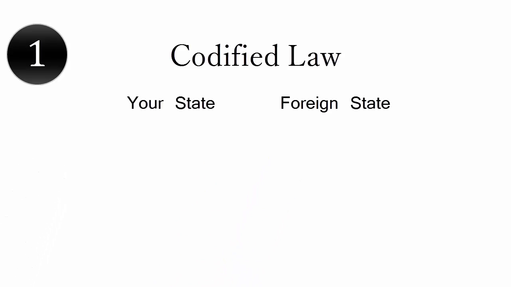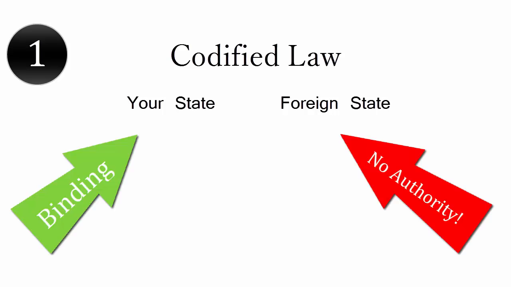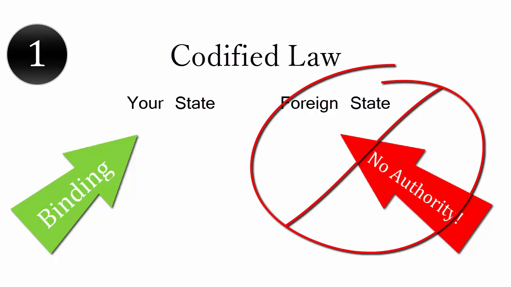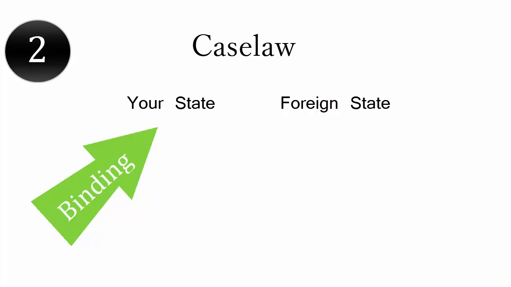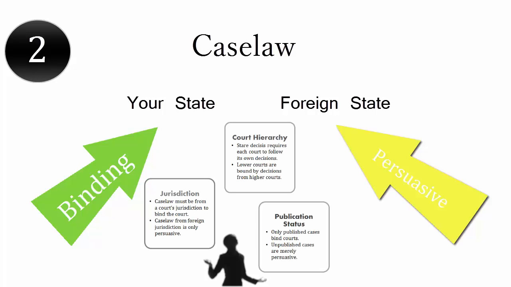Now, you're going to find codified law from your state and from foreign states. Codified law from your state, of course, is binding, and it's important you know codified law from foreign states is no authority. You can't even bring it into court, not at all. And we weigh case law similarly, where case law from your state will generally be binding, and from a foreign state will be persuasive. But you always have to weigh the three factors of jurisdiction, court hierarchy, and publication status, because a case could be from your state, but from a lower court, or it's not published.